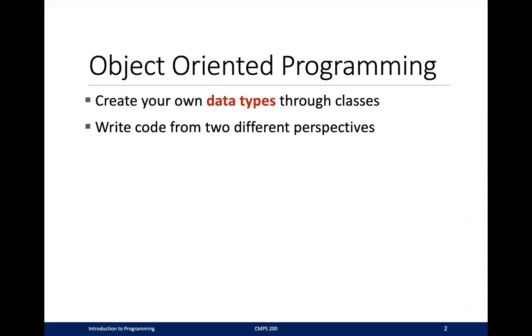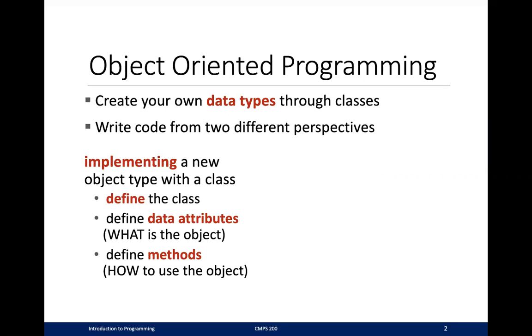When we talk about object-oriented programming, we write code from two different perspectives. Implementing a new object type. So I want to define a new object type like a fraction or a student or a point. Okay, that's really creating or defining what is this new data type. So implementing a new object type with a class, you have to define the following. You have to define what are the data attributes, what are the properties of that object. Any object that is going to be a point, what are their properties? What are these things that they are composed of?